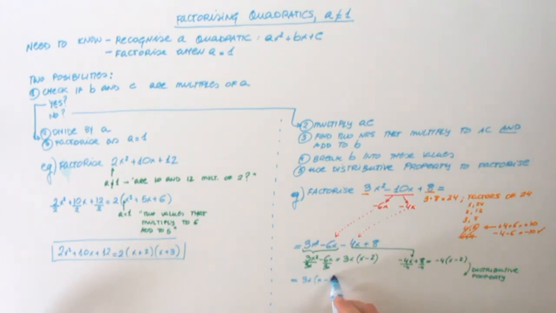If I just write it here so we can see it, what I'm left with is 3x times x minus 2 minus 4 times x minus 2. And applying distributive property, this is the same as 3x minus 4 times x minus 2. That will be my final factorization, so I can box it and mark it as my final answer, and we will be done. Now it's your turn to go and practice.